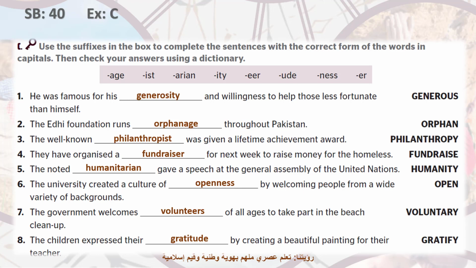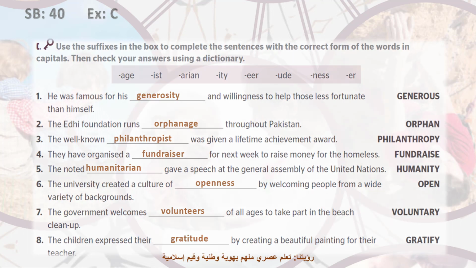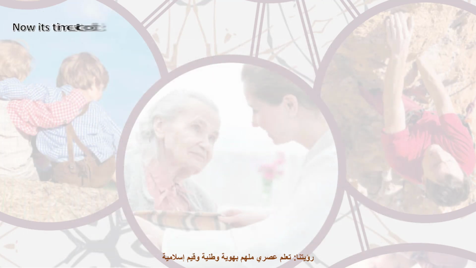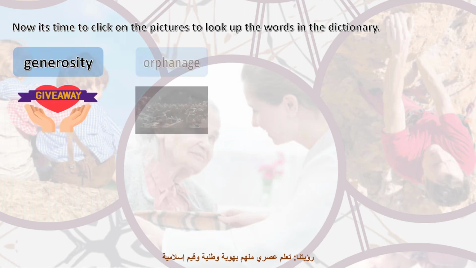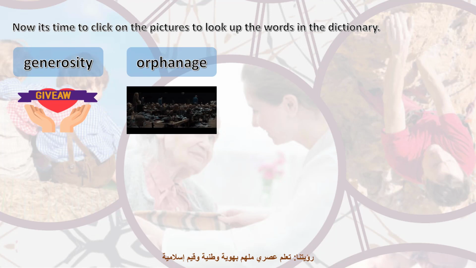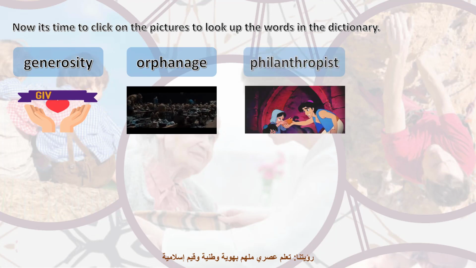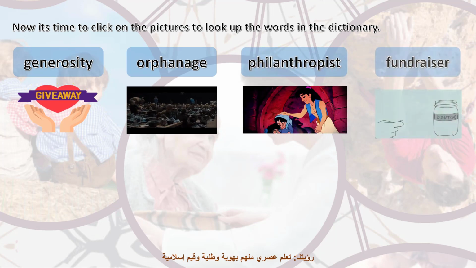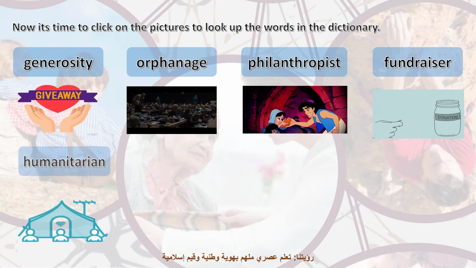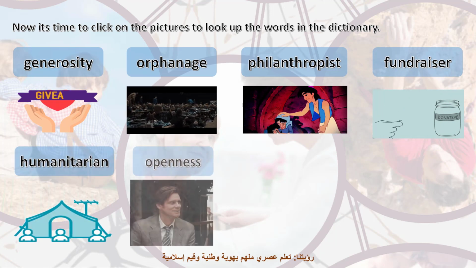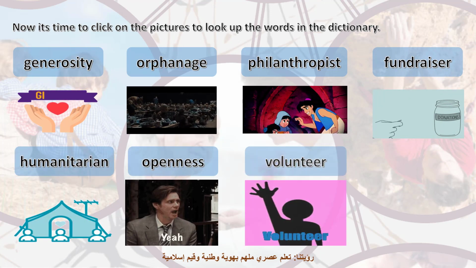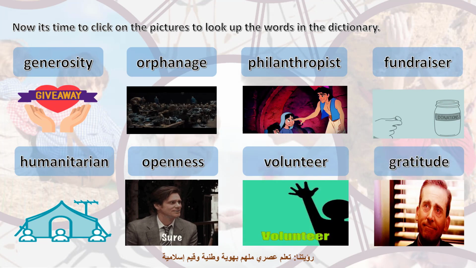Now it's time to click on the pictures to look up the words in the dictionary. We have here 8 words: generosity, orphanage, philanthropist, fundraiser, humanitarian, openness, volunteer, gratitude. Let's do it.